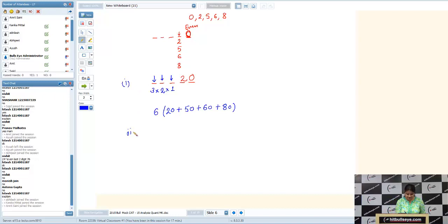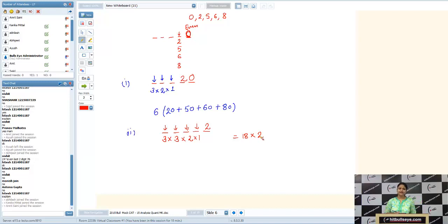Now I'm taking another case where my number is not ending in 0. Suppose my number is ending in 2. My number cannot end with 5, because in that case the number will not be divisible by 2. If my number is ending in 2, how many choices are there? For the first place there can be 3 choices, because 0 cannot come at the leftmost place. For the next place, 3 choices. For this place, 2 choices. For this place, 1 choice. It means there are 18 numbers which end in 2.